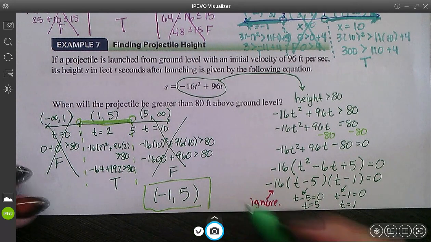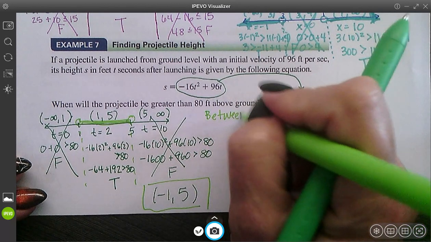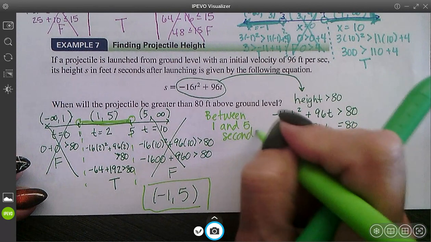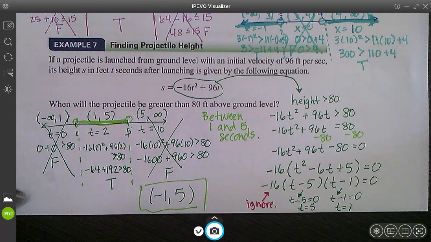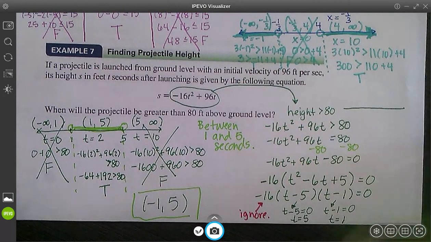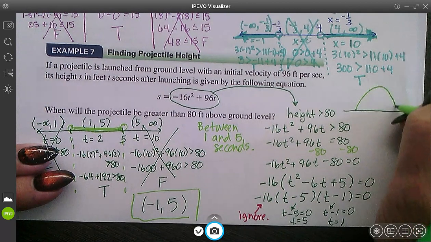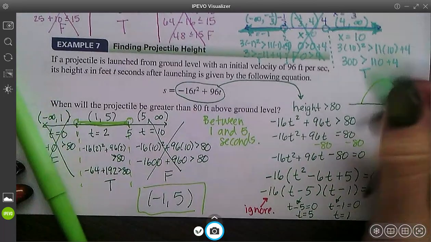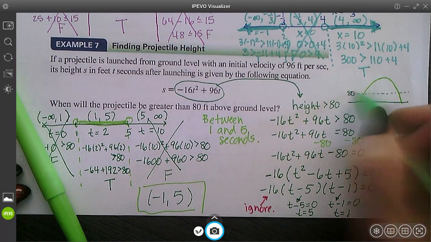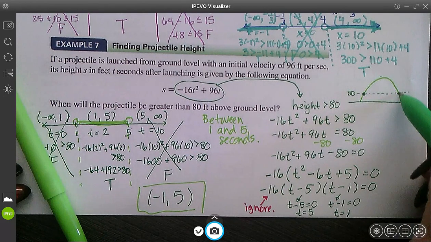Now that should make sense based on what we know about projectiles. When I launch a projectile from the ground, let's say here's the ground, that projectile launches from the ground, it goes up, it goes back down. So it should make sense that if I'm looking at something like 80 feet above ground level, it should happen 2 times. One time on the way up and then one time on the way back down to the ground.